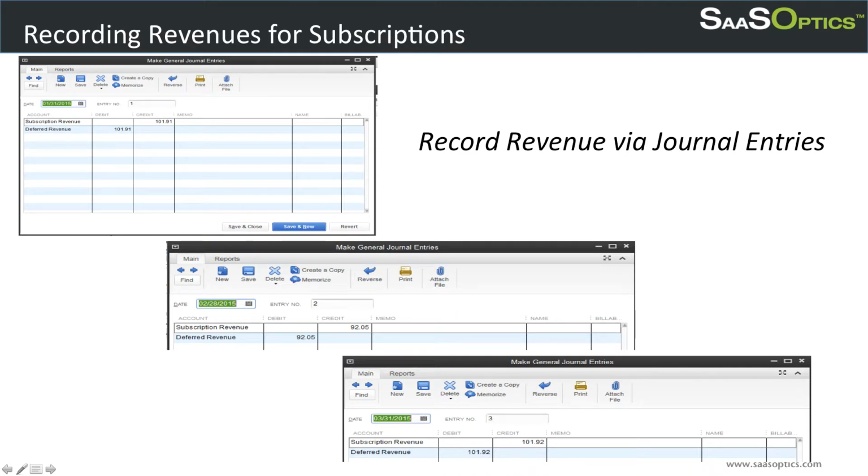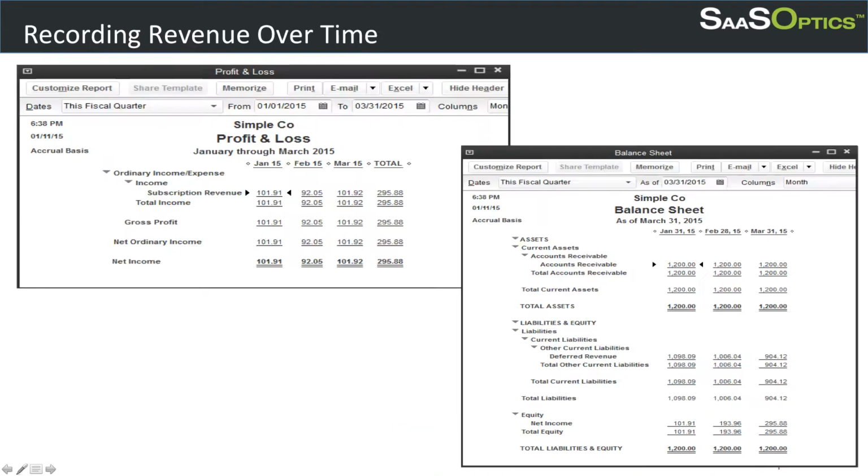In this case, we're doing it by month. We have 31 days in January, so we have 31 of 365 times our $1,200. It results in 101.91. 28 days in February, 31 days in March, and those are the journal entries. So what does it look like on our income statement, P&L, and our balance sheet?